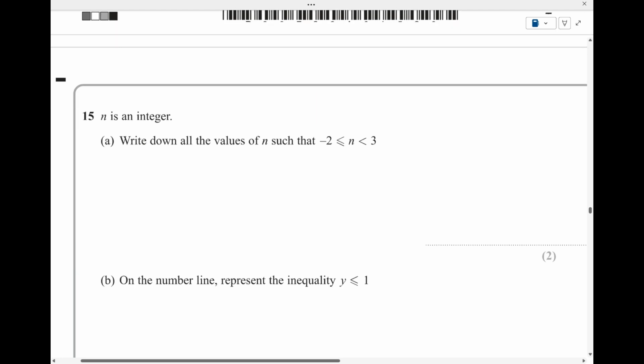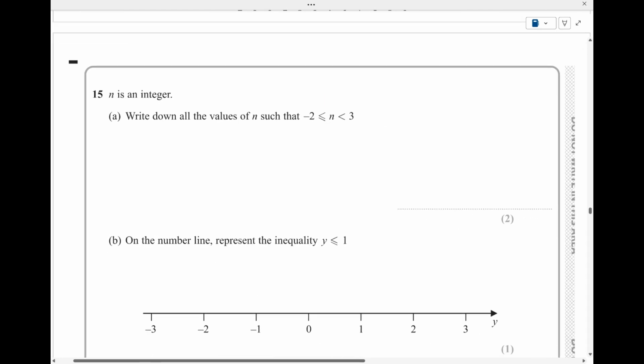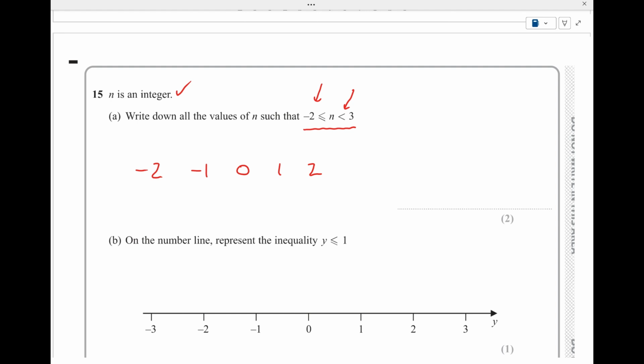Question 15. n is an integer. That means it's a whole number, doesn't it? Tick that. Say I've got that in my brain. Find all the values of n so that n lies between -2 and 3. But remember, it includes -2 because n has to be greater than or equal to -2. So n could be -2, -1, 0, 1, 2, but not 3 because n has to be less than 3, not less than or equal to.